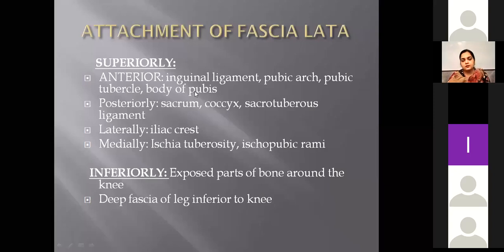Posteriorly, it is attached to the sacrum and coccyx. And medially it is attached to the ischial tuberosity and the ischiopubic rami, where the ischium and the pubic bone join. So this is the important attachment of the fascia lata superiorly, and inferiorly it blends with the deep fascia of the leg. Any more questions related to this?